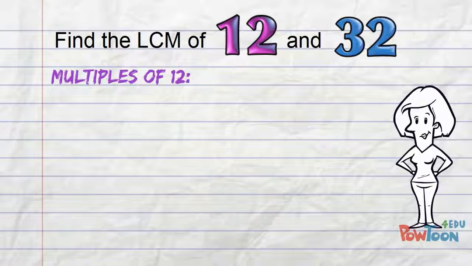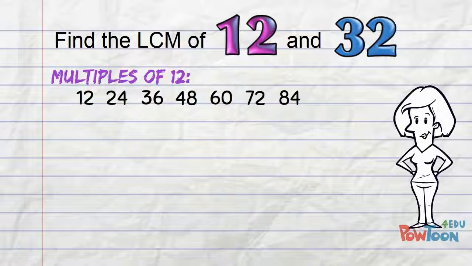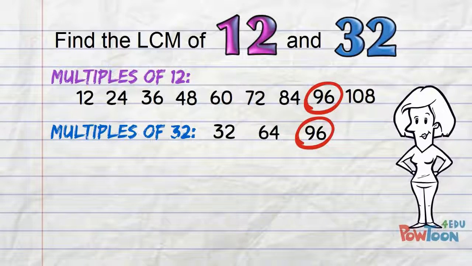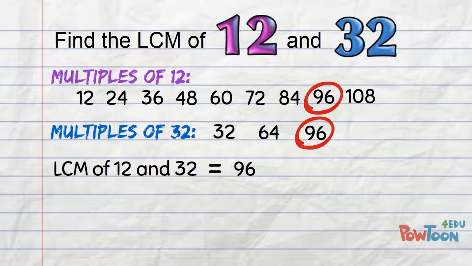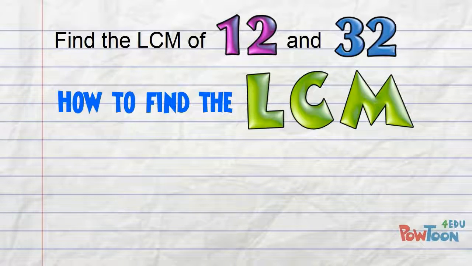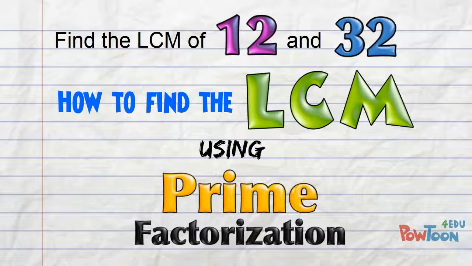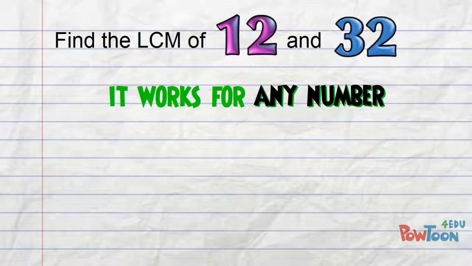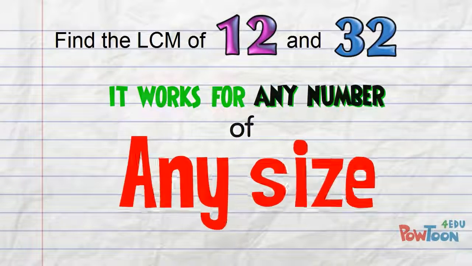So multiples of 12: 12, 24, 36, 48, 60, 72, 84, 96, 108. And for 32: 32, 64 and 96. The LCM is 96. Now I'm going to use these same numbers to show you how to find the LCM using prime factorisation. And the great thing about this method is it works for any number of any size.